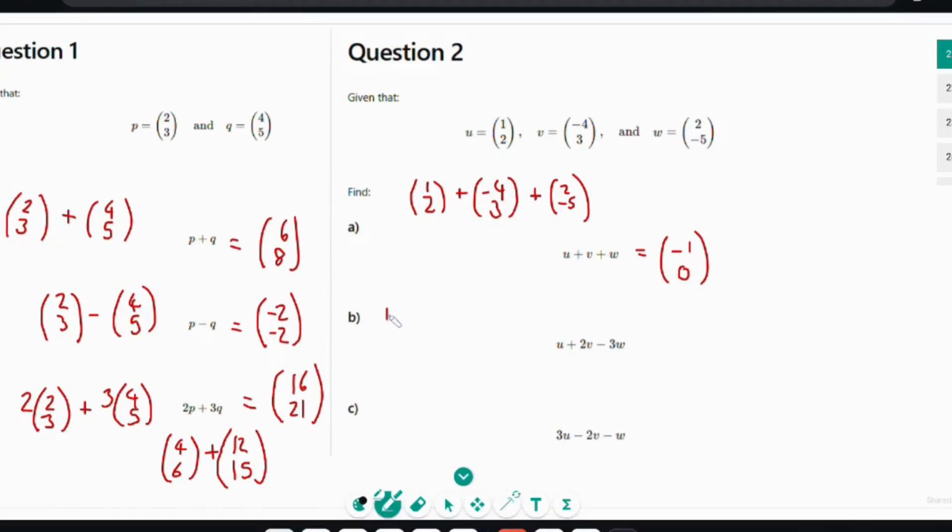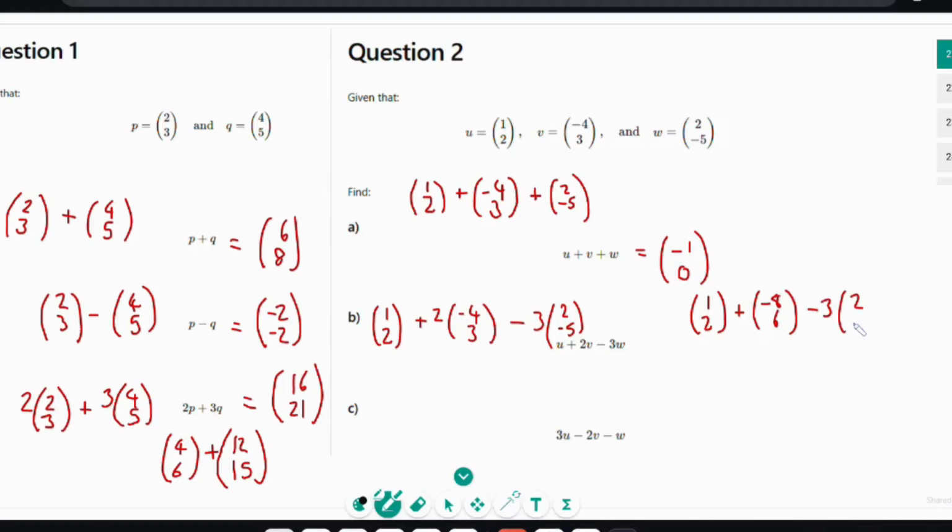Part B, we've got (1, 2) add 2 lots of (-4, 3), minus 3 lots of (2, -5). Just going to simplify that before I work with it. (1, 2). Multiply the second column vector by 2. And then multiply the third vector by 3. I'm just going to add those together.